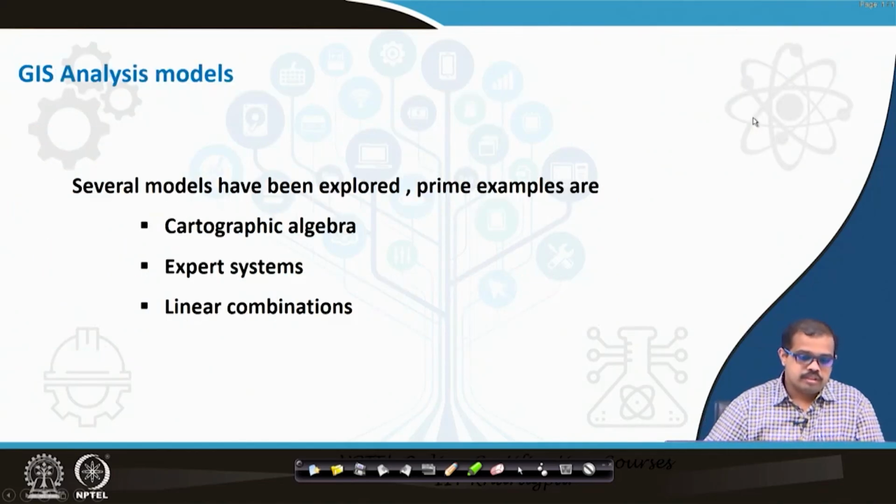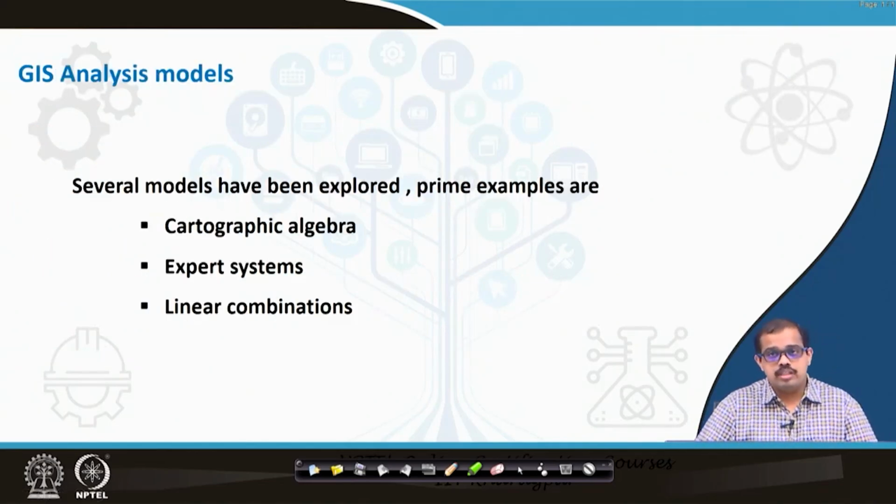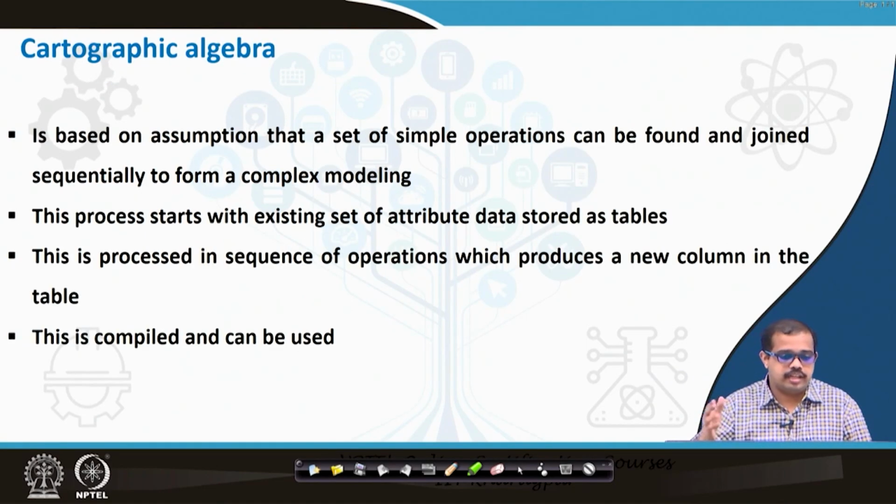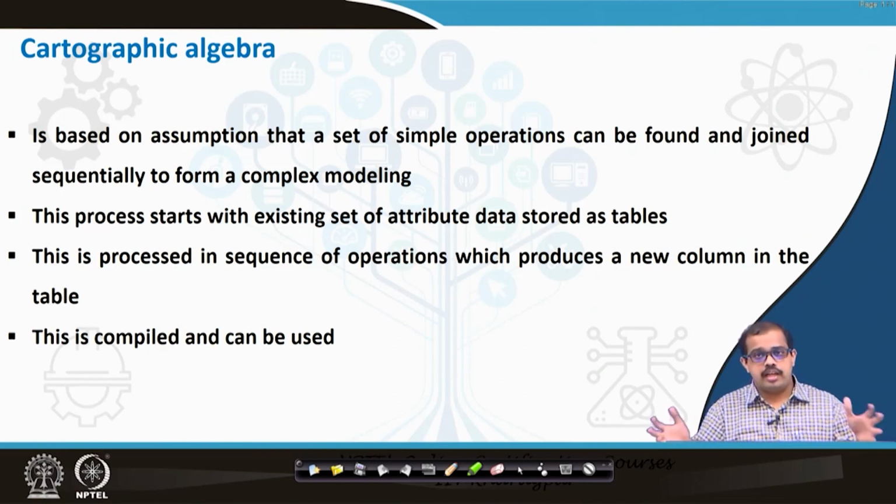Now, when you are looking at different models in a GIS, there may be several models. For example, there is cartographic algebra, there are expert systems, there is linear combination. You can even look at certain recent research articles where expert systems are used for different kinds of GIS analysis and analytical models. Cartographic modeling is based on the assumption that a set of simple operations can be found and joined sequentially to form a complex model. Which means you have a set of different models with simple algebra, and combining them will form a complex model with a complex algebra.